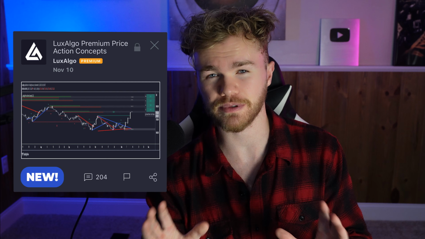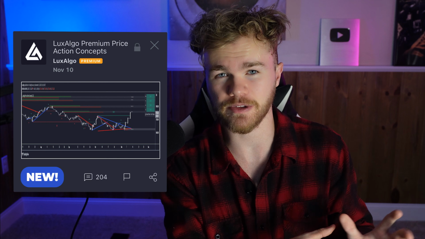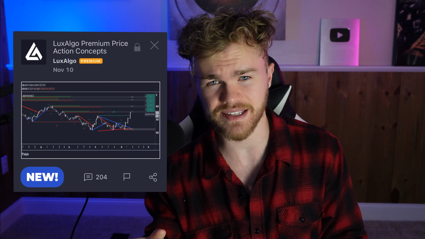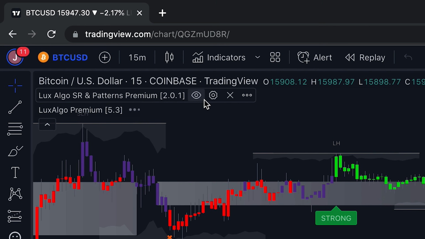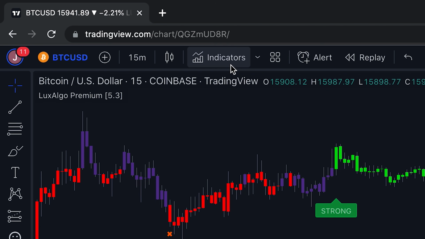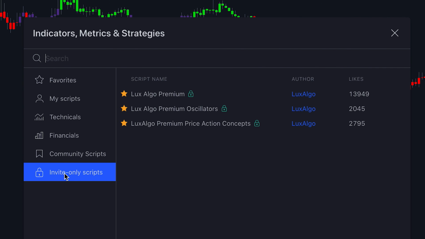So guys, we're super excited for you to get access to this update. And a couple things to mention is that it's just directly replacing the previous SR and patterns premium indicator you already had access to. So if you're a premium user of LuxAlgo, you just need to refresh your browser or TradingView mobile app, remove that indicator from your chart, go to your invite only scripts, and then add the LuxAlgo premium price action concepts to get access to it.